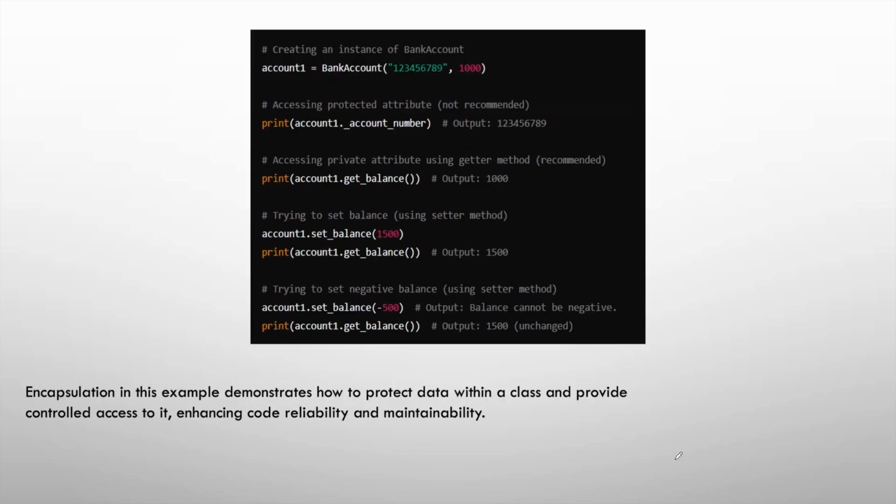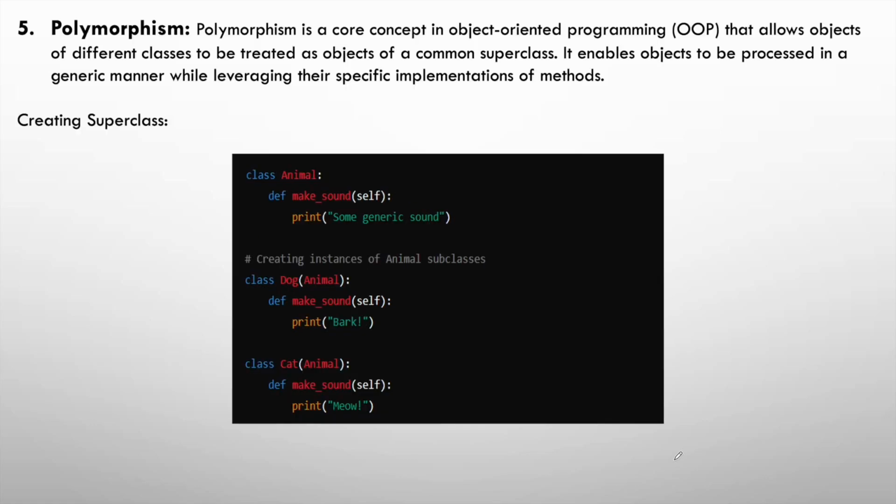Next, account number is accessed directly to demonstrate protected access, though it's not strictly enforced in Python. Encapsulation in this example demonstrates how to protect data within a class and provide controlled access to it, enhancing code reliability and maintainability.